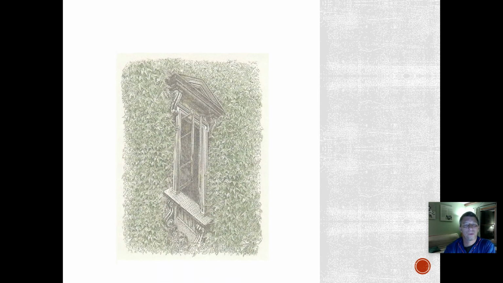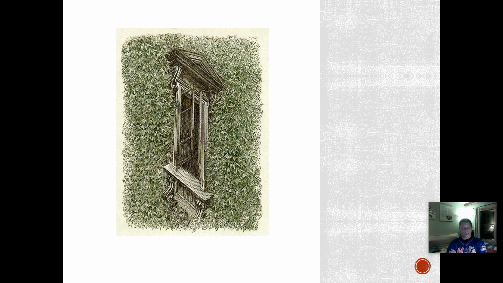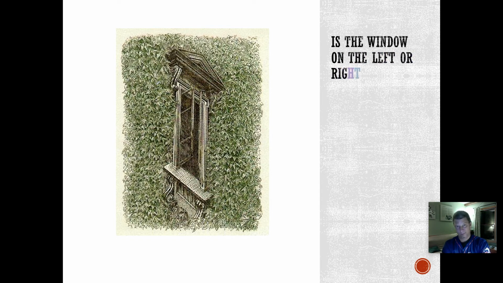All right. Next one. So you've got a window in the side of a building that's covered in ivy. Have a look. The question is, is the window itself on the left side of the building or on the right side of the building? In other words, if you're looking at one of the side walls, is the window on the right or the left? Are you looking at the building so that you can see the left wall or so that you can see the right wall?